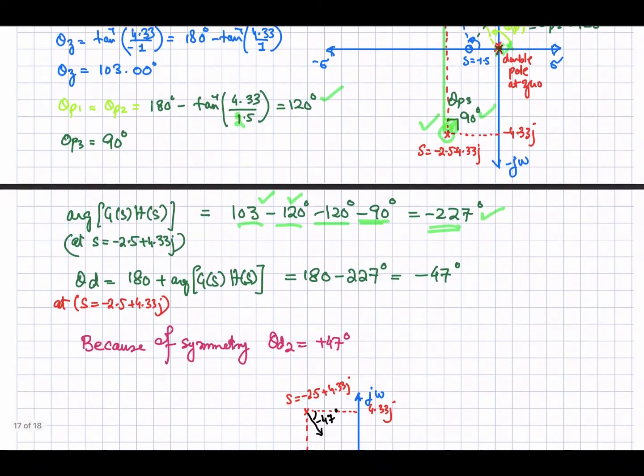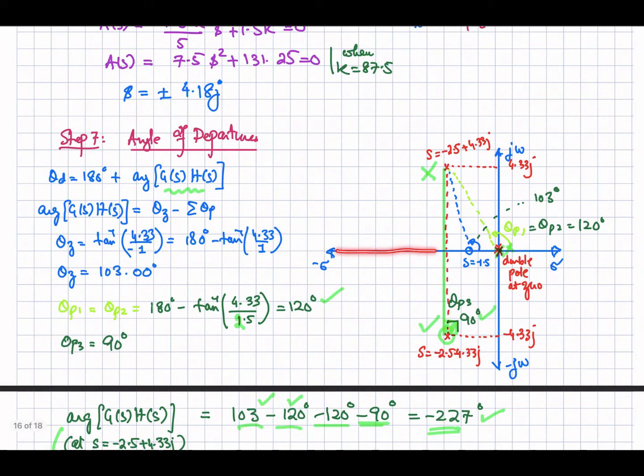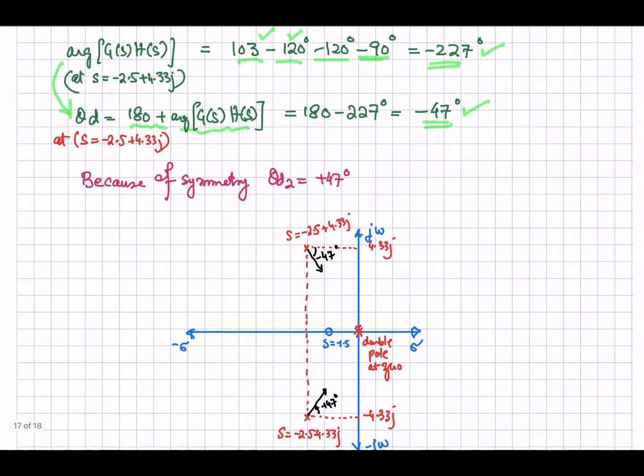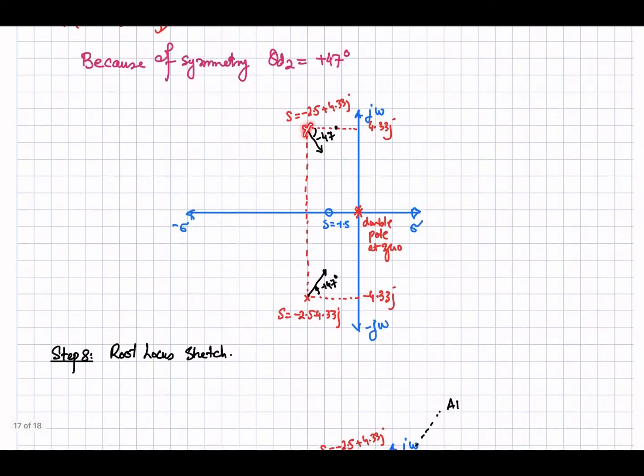So what will be the angle of departure? The angle of departure can be calculated with the help of this equation, 180 plus this argument. So 180 minus 227, so this is minus 47 degree. And as the root locus is always symmetric around the real axis, if this is minus 47 degrees, this will be at plus 47 degree, moving in the mirror image. So by symmetry, the second departure angle will be 47 degree. If I sketch it over the root locus, this pole will be departing at the angle of minus 47 degree, and this pole will be departing at the angle of plus 47 degree.